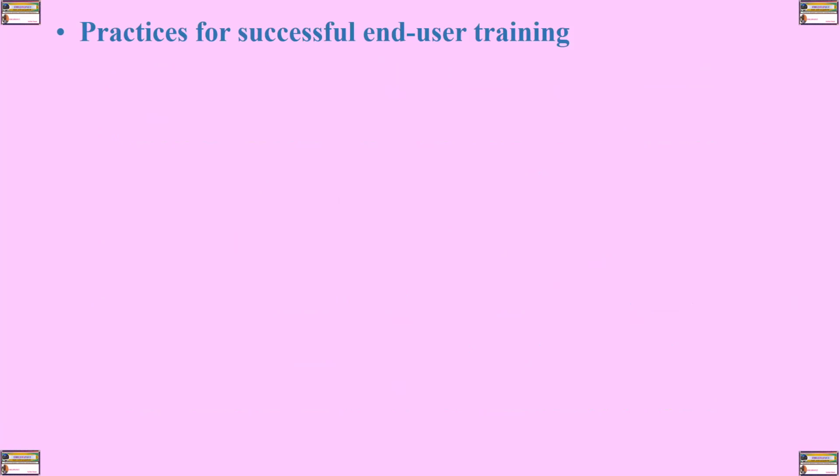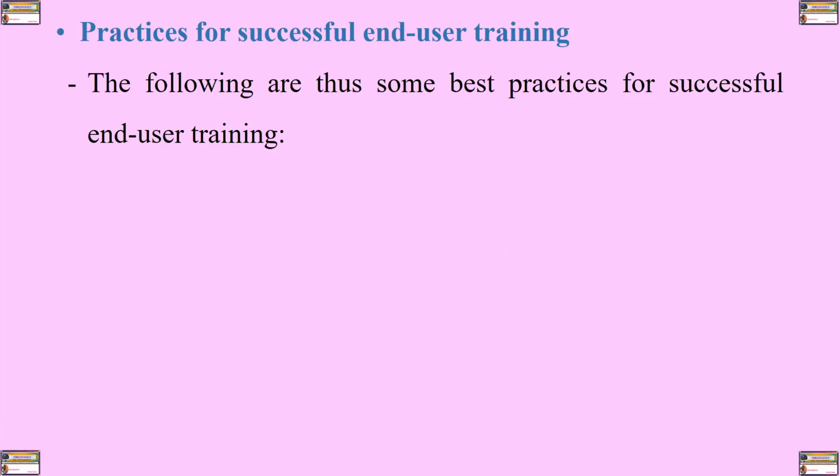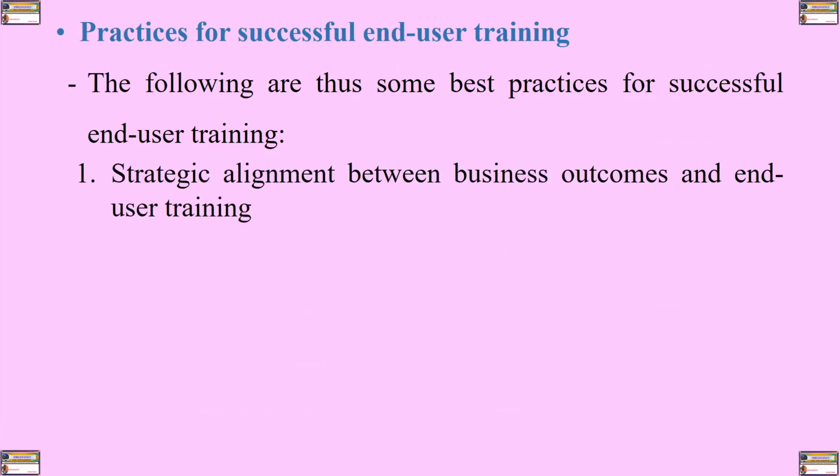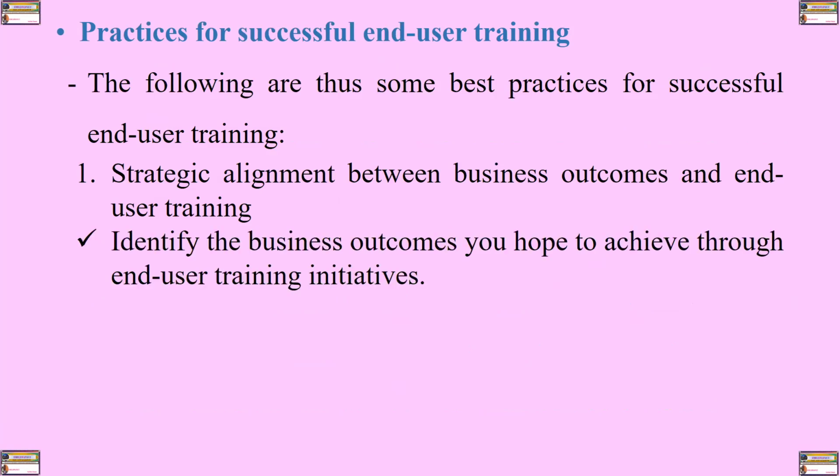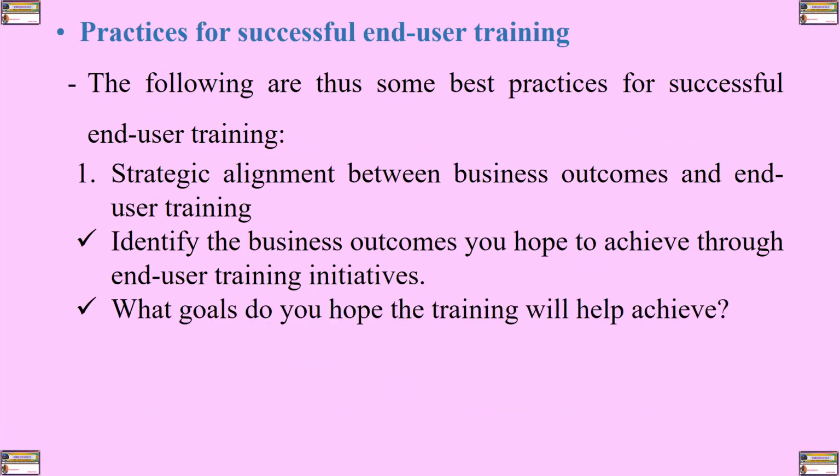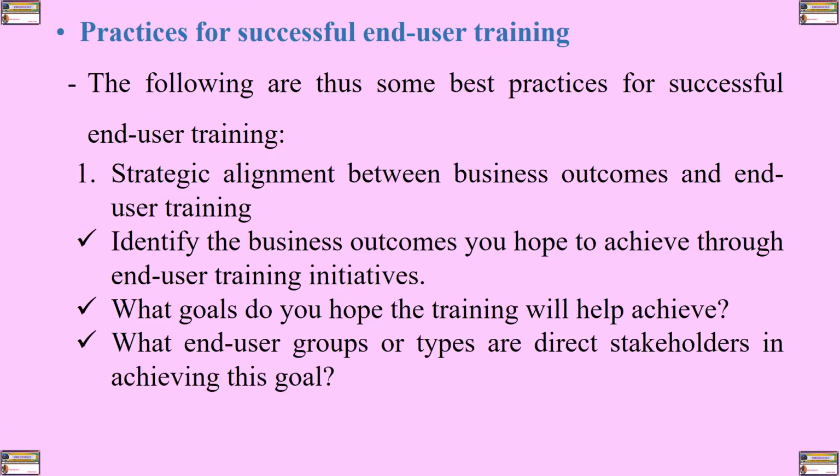So, what are some of the practices that can lead to successful end user training? The following are some best practices that you can embrace for successful end user training. Number 1 is strategic alignment between business outcomes and end user training. Identify the business outcomes you hope to achieve through end user training initiatives. What goals do you hope the training will help you achieve? What end user groups or types are direct stakeholders in achieving this goal?